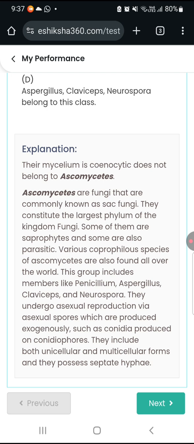Various coprophilous species of ascomycetes are also found all over the world. This group includes members like Penicillium, Aspergillus, Claviceps, and Neurospora. They undergo asexual reproduction via asexual spores, which are produced exogenously, such as conidia produced on conidiophores. They include both unicellular and multicellular forms, and they possess septate hyphae.